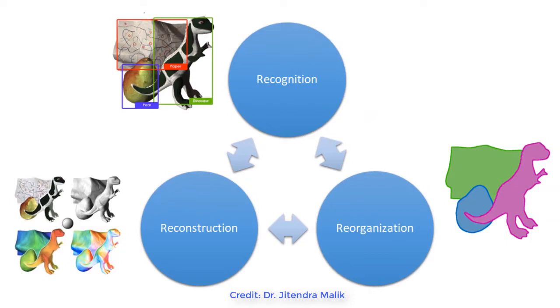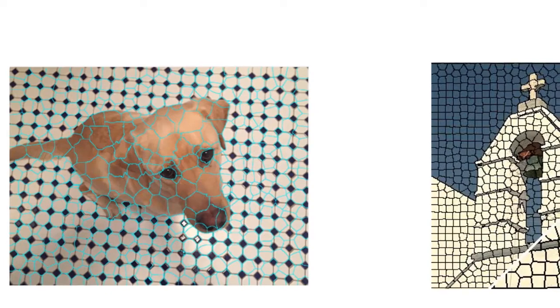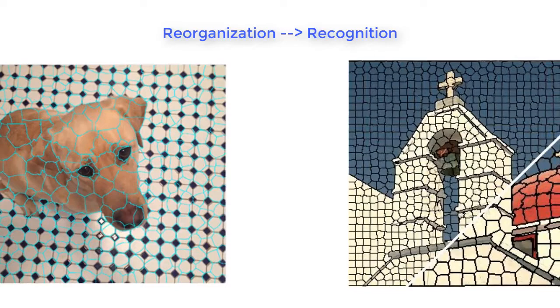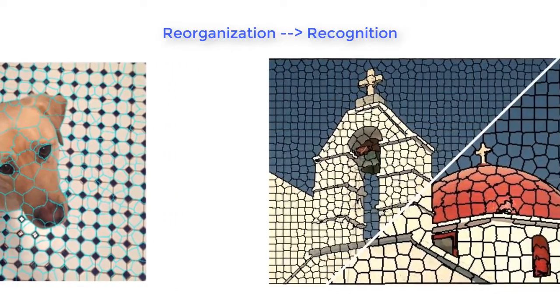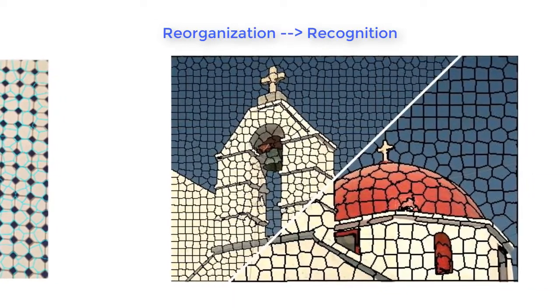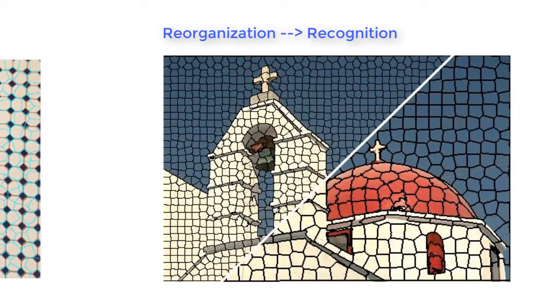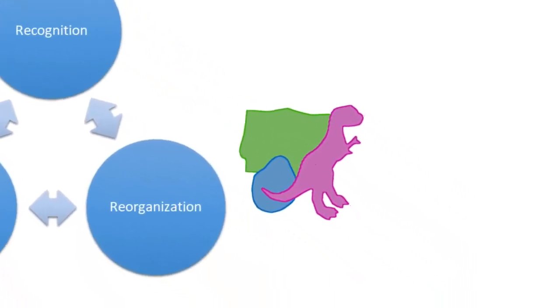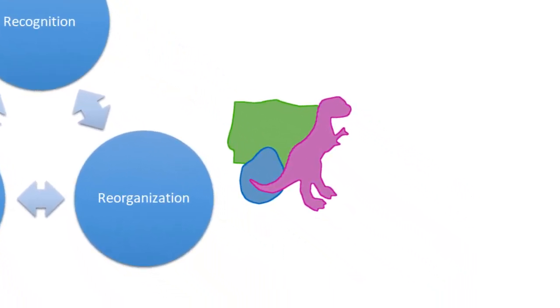It is interesting to see how these three R's interact with each other and augment each other in solving computer vision problems. Take this example of reorganization assisting recognition using superpixel assemblies as candidates. Using simple vision techniques, we can group similar pixels together, and then we can analyze these superpixel regions to recognize objects in the image.